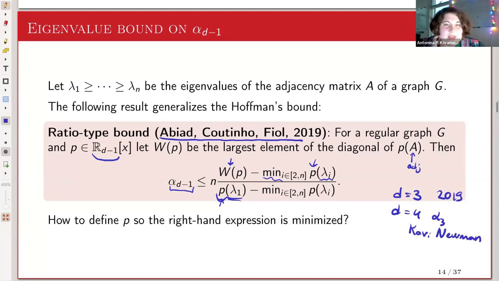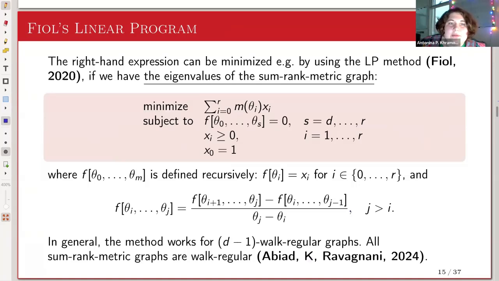Yeah, so what they do is they derive the polynomial p, which optimizes the right-hand expression in this bound and provide the best polynomial for this bound. In general, for d larger than 3 or 4, we can also use the Fiol's LP. So this LP constructs so-called minor polynomial, which minimizes this expression, which is basically the right-hand expression of the ratio type bound.